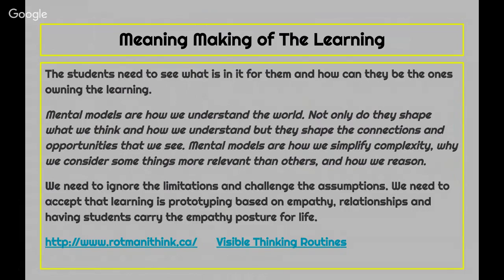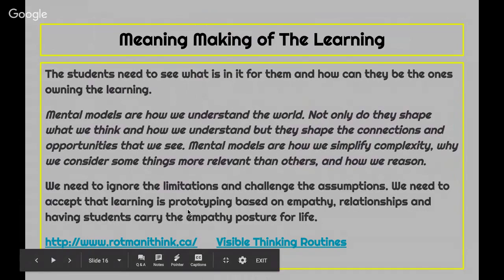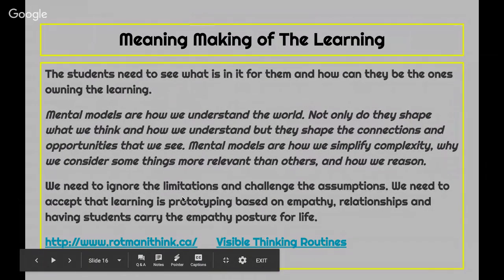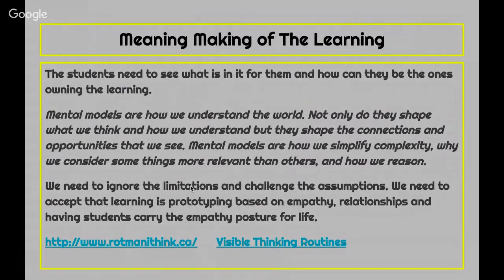So what happens when the students come to opposing ideas, or when they come up with a bad idea? How do they turn a bad idea into something creative? How do they do the causal model and all that work? We look at ignoring the limitations and challenges of the assumptions. We need to accept that learning is prototyping, and I am learning with them. I'm prototyping on a daily basis based on empathy, based on what we are doing together, based on the social emotional reactions we're getting, based on how we are learning, how we are taking context. So it's relationship and having students carry that empathy posture for life.